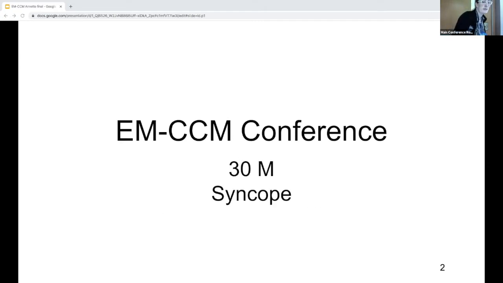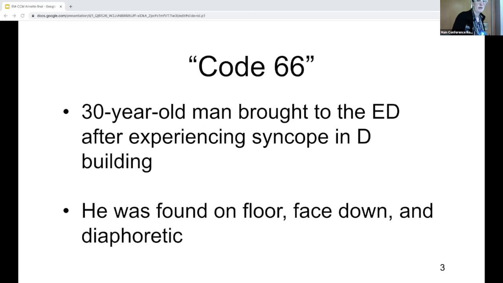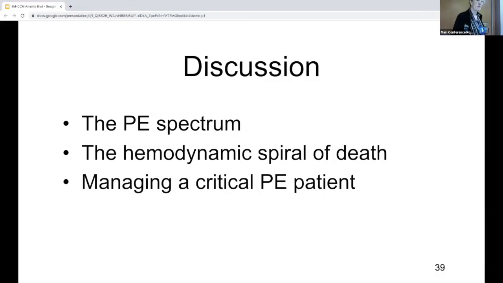Our EM CCM conference today is about a 30-year-old male. I will briefly start with the severity spectrum of pulmonary embolism, very briefly remind you of the spiral of death, and then I'll address the management in more detail.